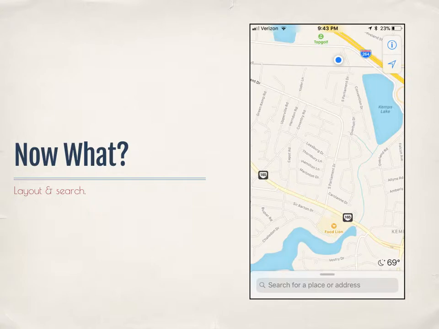So when you open up your Maps app, this is the screen you're going to see, a layout that's going to have obviously your roads and stores that are in your area. You also see the search bar that's located at the bottom of the screen. And that little blue dot, that's actually you and where you're at the moment.